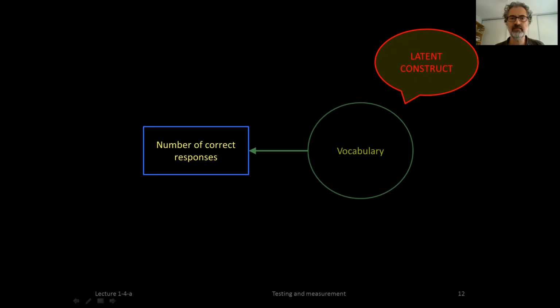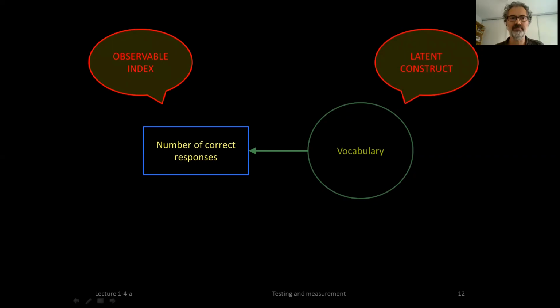This is called a latent construct. Latent because you can't see it, and construct because it's a theoretical construct. We assume that in people's minds there are sets of words that are represented. There is good reason to assume that. It sounds very reasonable, but it's still a construct because nobody can open anybody's head and find words stored in there. This, on the other hand, is an observable index. It's observable because we observe actual responses. We can videotape them if we want. They're truly visible. And it's an index because we use it to indicate this one, which is what we would like to know.